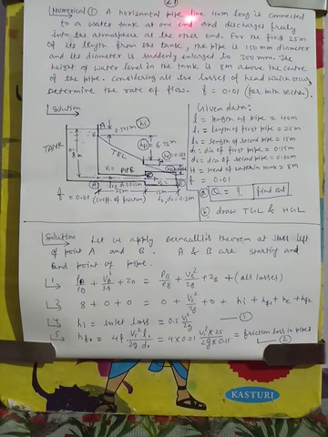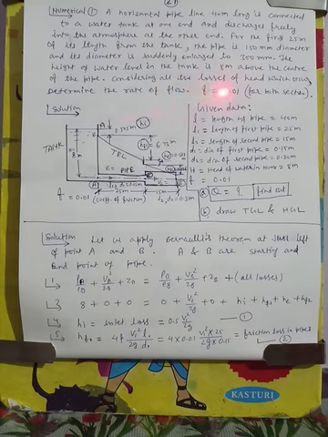A horizontal pipeline 40 meters long is connected to a water tank at one end and discharges freely into the atmosphere at the other end. For the first 25 meters of its length from the tank, the pipe is 150 mm diameter and its diameter is suddenly enlarged to 300 mm. The height of water level in the tank is 8 meters above the center of the pipe. Considering all the losses of head which occur, determine the rate of flow.